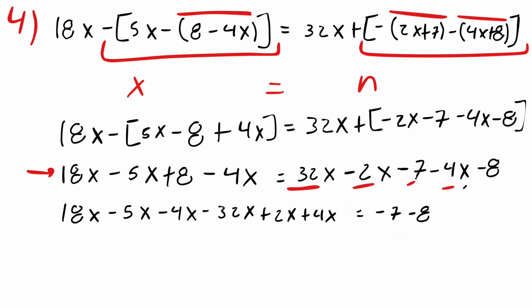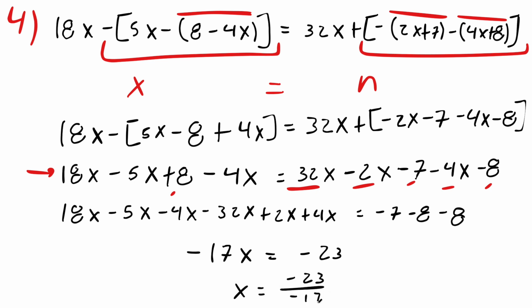Those two, this one and this one, are going to remain. But which ones are going to pass to the other side? The 8 will pass to the other side to be a negative 8. Perfect. One side will give us minus 17x and the other side will give us minus 23. And so x is equal to minus 23 over minus 17. We cancel both of the signs and we get x is equal to 23 over 17.